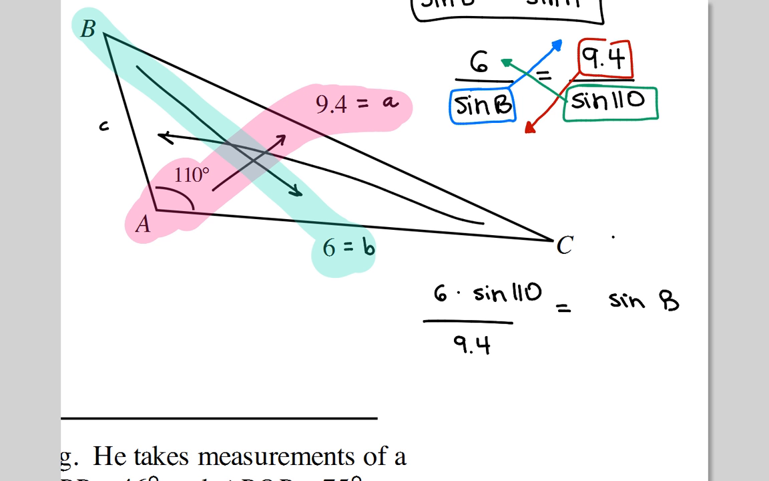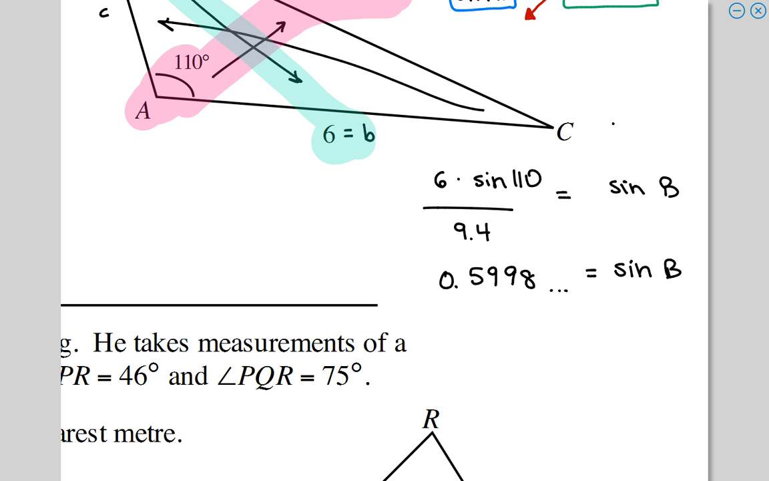Okay, absolutely make sure your calculator's on degree mode. The basic ones will say DEG or a capital D, and for the TIs, the graphing ones, you have to go in the mode and check the mode. So 6 times sine 110 divided by 9.4, I'm getting 0.5998 and so on, equals sine B. Double check that you can execute that with your calculator and get the same ratio, this 0.5998.